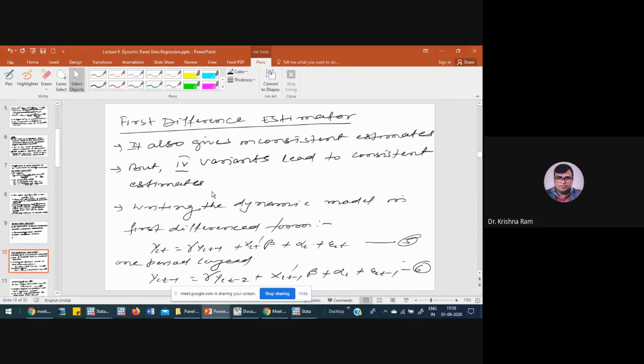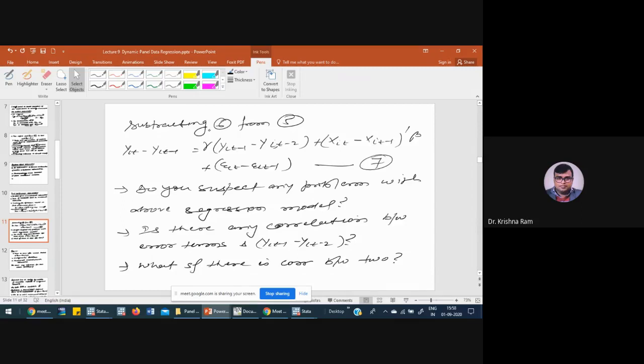So let's see what kind of result this particular estimator gives. In the first difference case, we take the difference of each variable from its previous lag value. The fifth one is the structural regression equation. The lag value of this one is this one, and when we subtract 6 from 5, we get this regression equation: delta y it equals gamma delta y it minus 1 plus delta x it plus delta epsilon it. So this is the first difference regression equation.